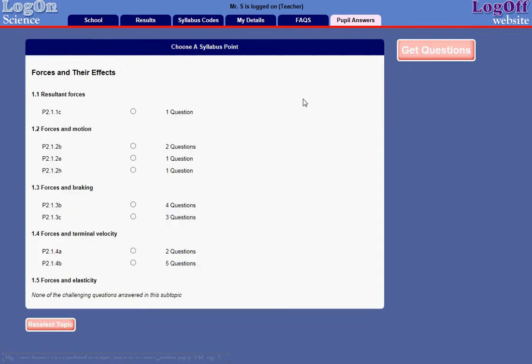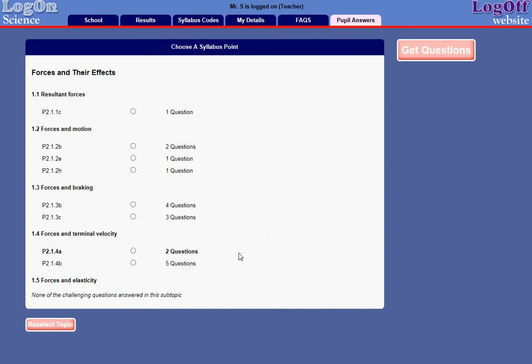Okay, and this gives us all the subtopics and the syllabus points which have questions with answers attached. If there are no syllabus points here, either there are no questions that have been bookmarked as being particularly interesting, or else your pupils haven't answered them, or because there is a filter, the answer may contain obscenities and swearing, so that won't be displayed either.